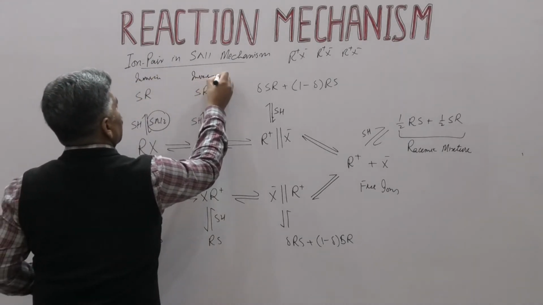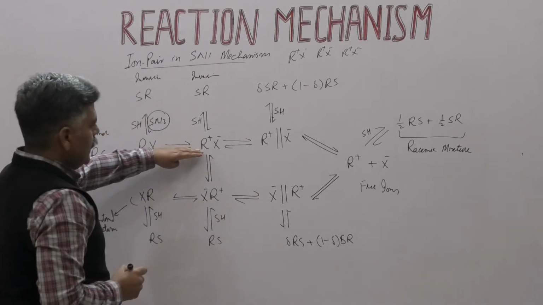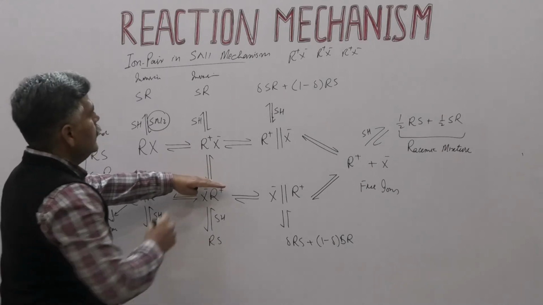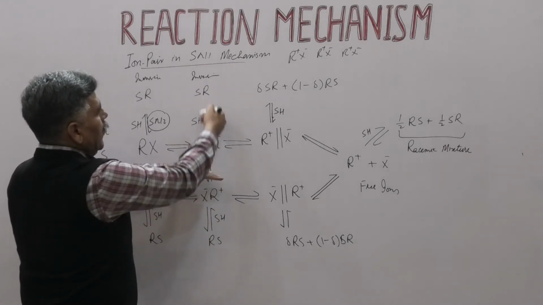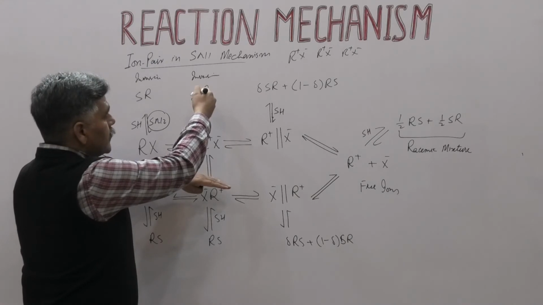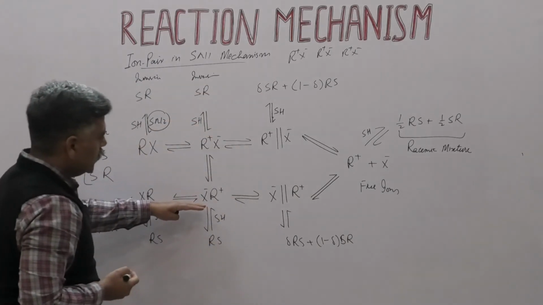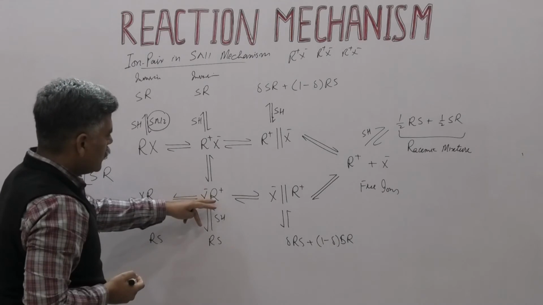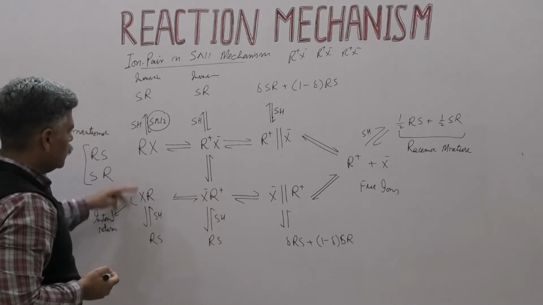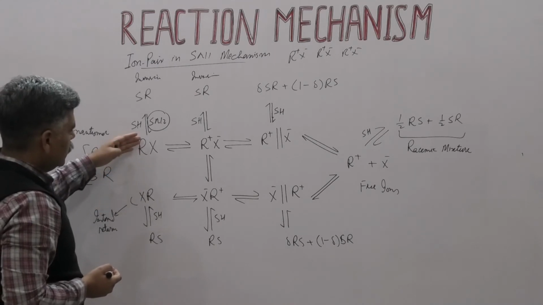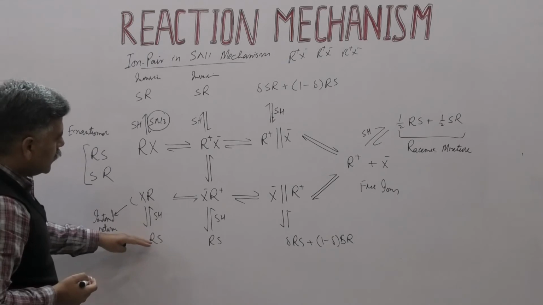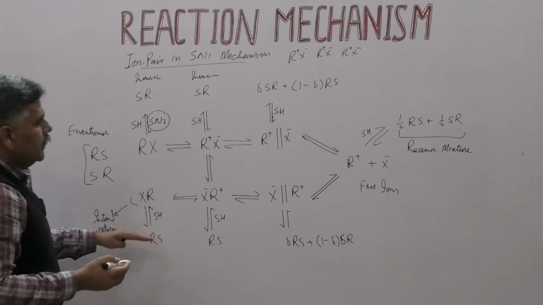Again, inversion of configuration. If there is no internal return, then again we have inversion of configuration, and there are no chances for racemization. But due to internal return, when X is attached with R positive and then it is attached from the other direction, we have opposite stereochemistry in the case of RX and XR. Then this also results in somehow racemization.